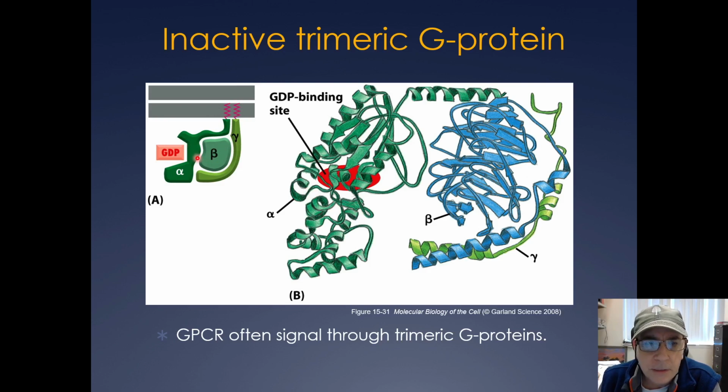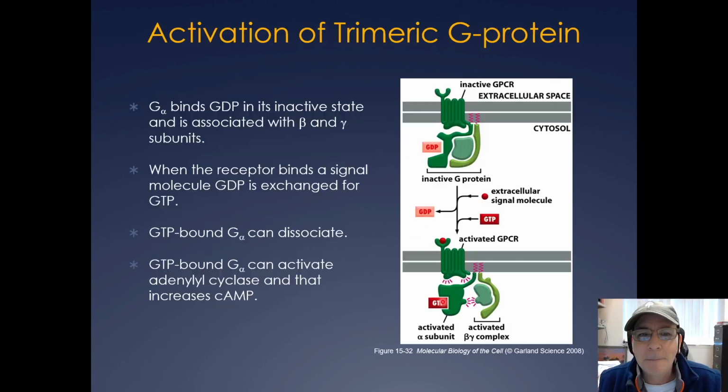And so they signal through a trimeric G protein, and the trimeric G proteins have an alpha, a beta, and a gamma subunit. And when it's in its inactive state, the alpha subunit is bound to GDP. And so here's the ribbon diagram of the structure, and here you can see the GDP binding site. And so the G protein coupled receptors often signal through these G proteins, which is how they got their name, G protein coupled receptors, right?